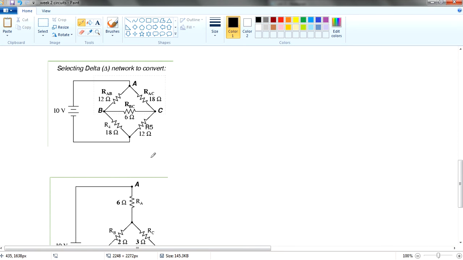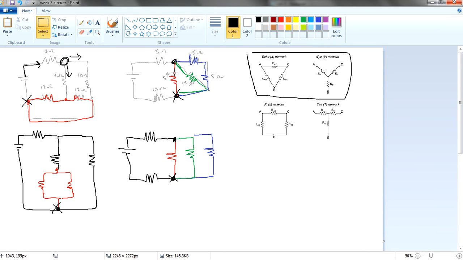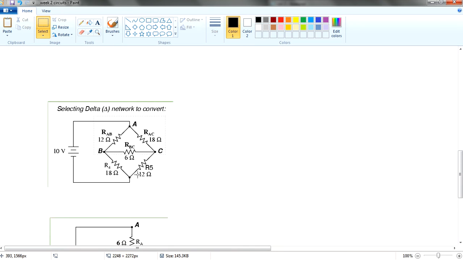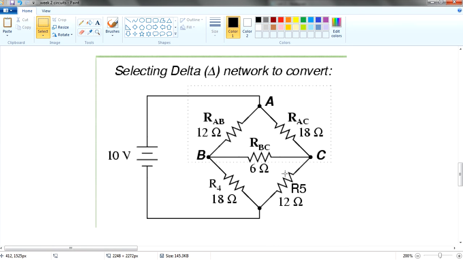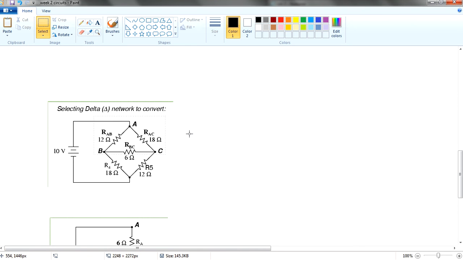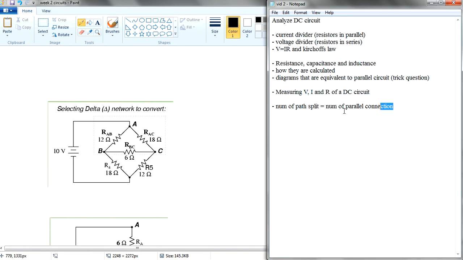And then the last one is a little more tricky. Okay. This type of thing instead of this one, it's a little different. In between, they are actually connected. So what can we do about it? One way is to, in this situation you cannot use the previous rule. Okay, number of path splits equals number of parallel connections.